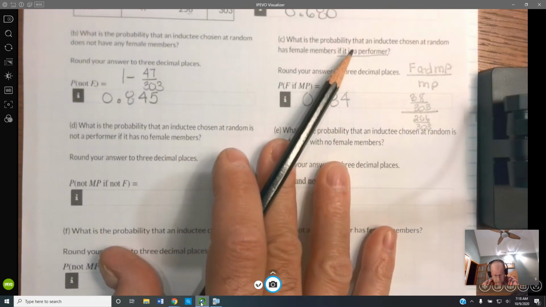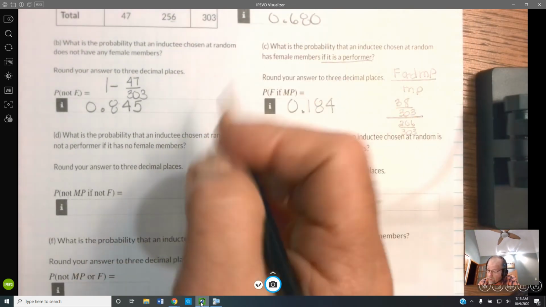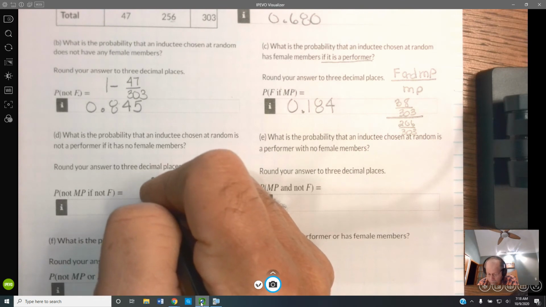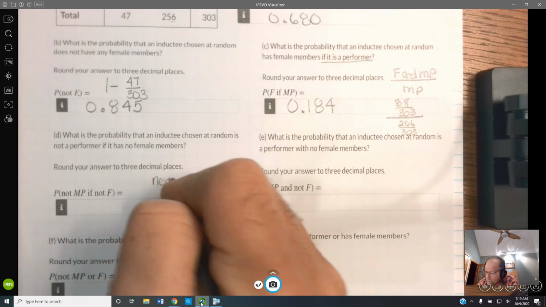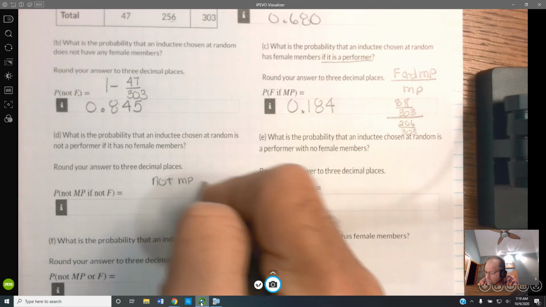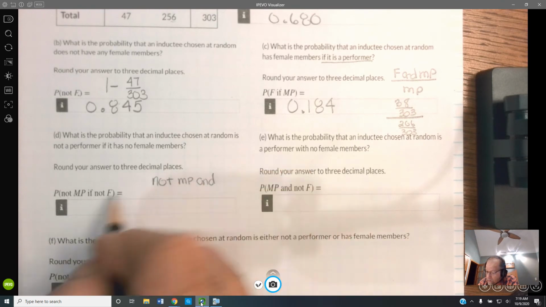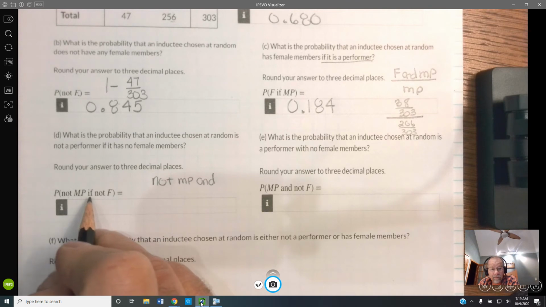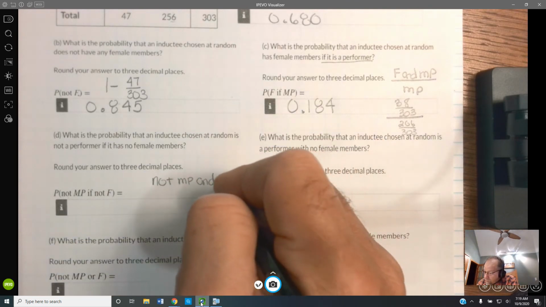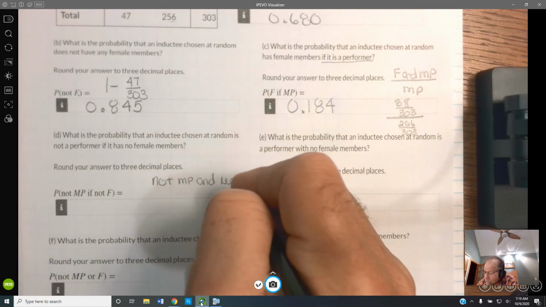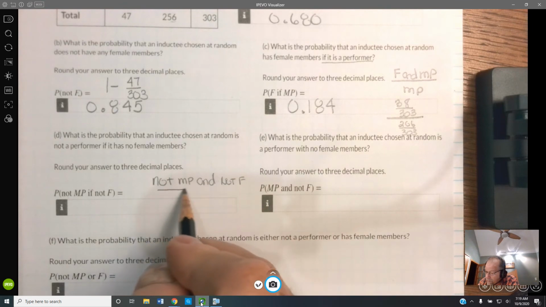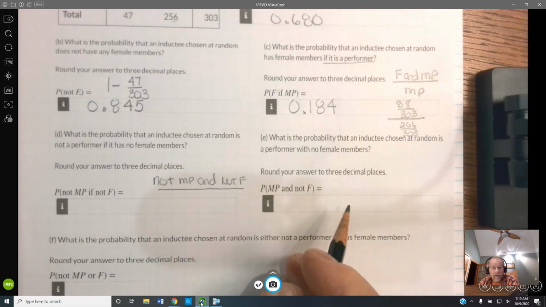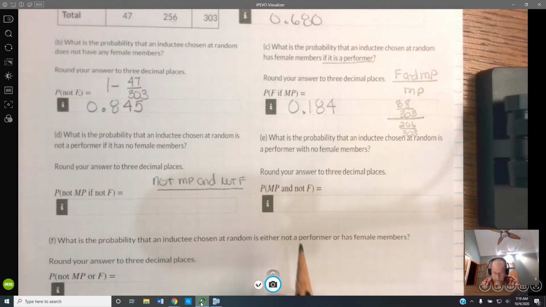All right, so let's lay this thing out. So we want the probability. Well, first of all, we want not MP, and remember we have to put the two of these together. Not MP and not female. We need that, and then we also need to divide that by the if statement, which is not female.